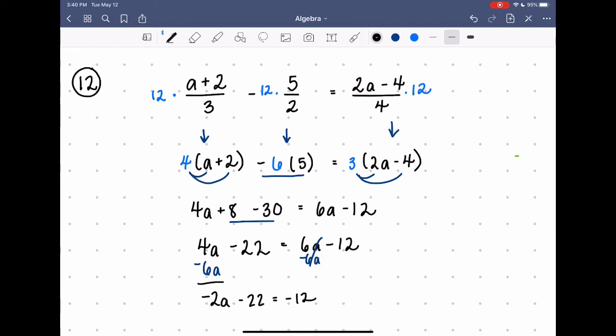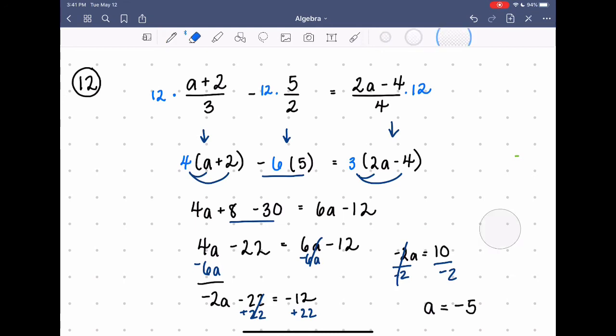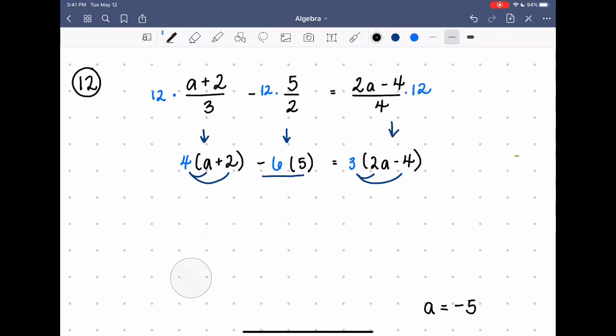And I want to get these constants together, so I'm going to add 22 here, add 22 here. So I'm going to end up with negative 2a equals 10. Divide out that negative 2, and I get a equals negative 5. So after all that nonsense, a just equals negative 5.